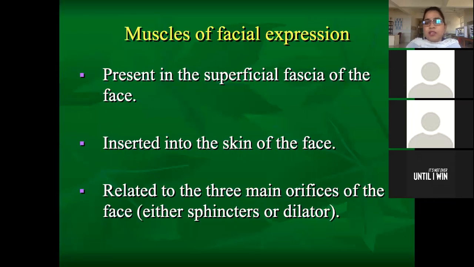Now what are the muscles of facial expression, where are they present? Let us go into more details. They are present in the superficial fascia of the face, right? Already we know that they are present in the superficial fascia, inserted into the skin of the face. They are related to three main orifices of the face. This is one of the important points which you have to remember.